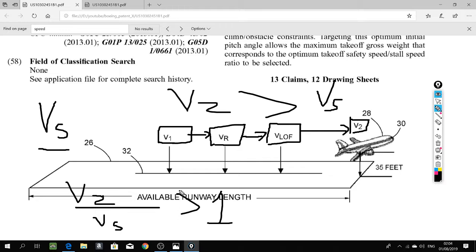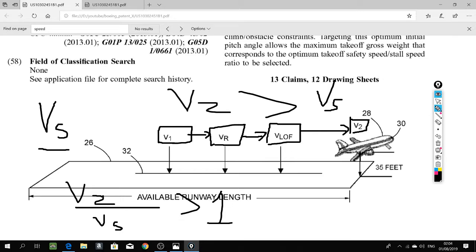So far what we have studied is the V1 speed, VR speed, V liftoff speed, V2 speed, and then I talked about the Vs, which is the V stall speed, and then I said that the ratio between V2 over Vs should be greater than 1, because this will be used in the later section of this tutorial when we would be talking about this pattern.